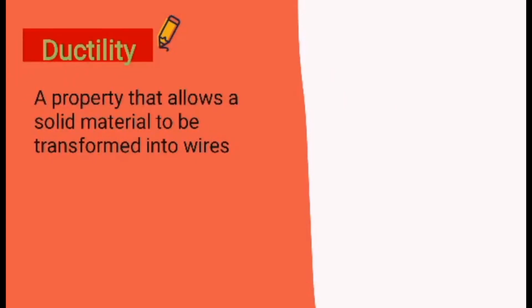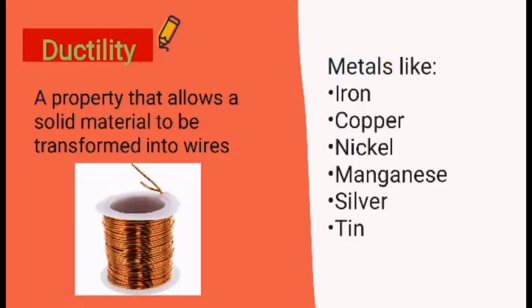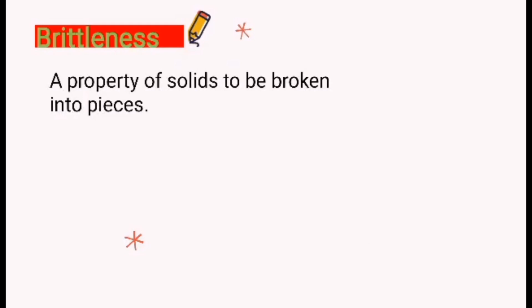Ductility is a property that allows a solid material to be transformed into wires. Metals like iron, copper, nickel, manganese, silver, and tin can be drawn into very long wires. This is why most of the electrical wirings are made up of metals. Ductility is opposite to brittleness. Brittleness is a property of solids to be broken into pieces.